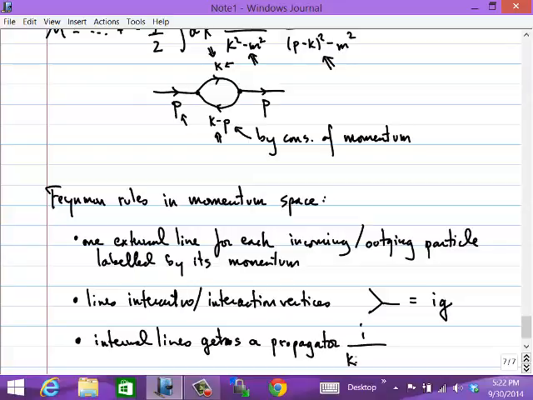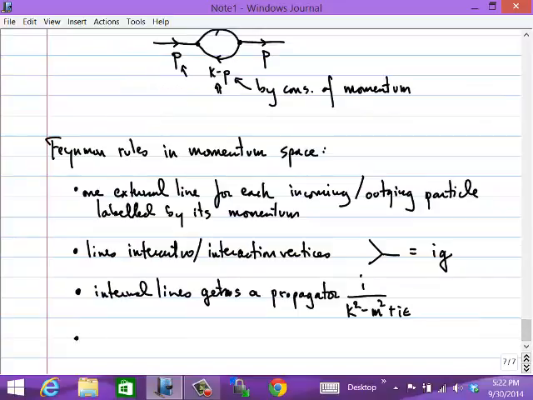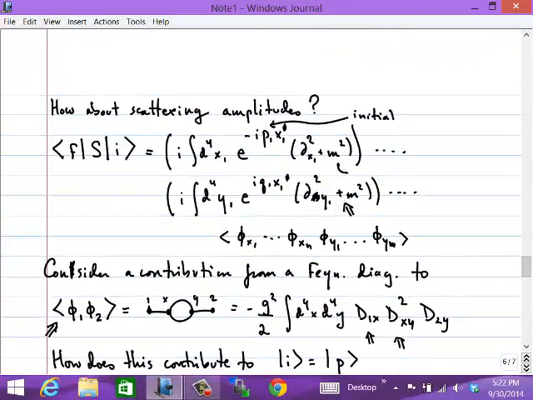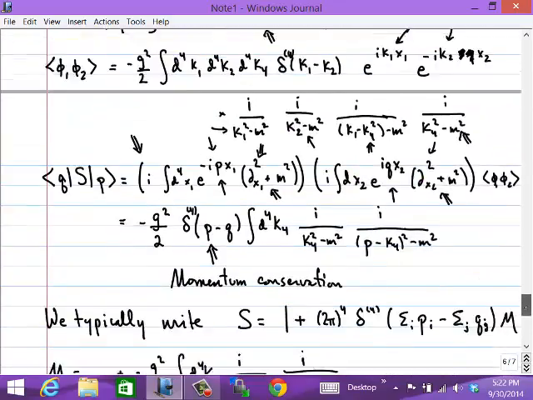So I over k squared minus m squared plus I epsilon, whereas external lines, unlike the case of position space, get no propagator. The reason being that in the LSZ formula, you had these differential operators here, and each one of these is precisely designed to cancel out a propagator. So that makes these Feynman diagrams in momentum space much simpler.